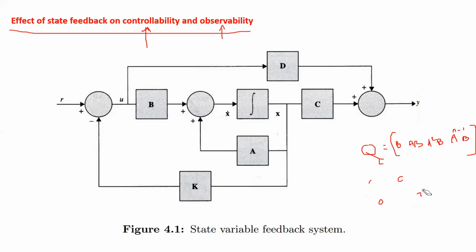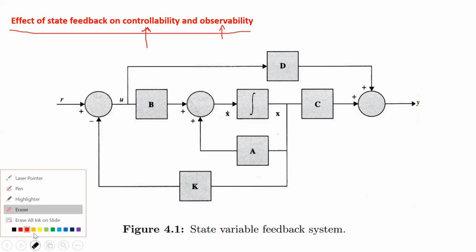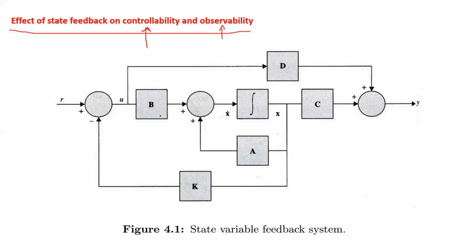Now I am going to take the effect of feedback on controllability and observability. Earlier we studied only the open loop system. Now I would like to take one closed loop system with a feedback K.